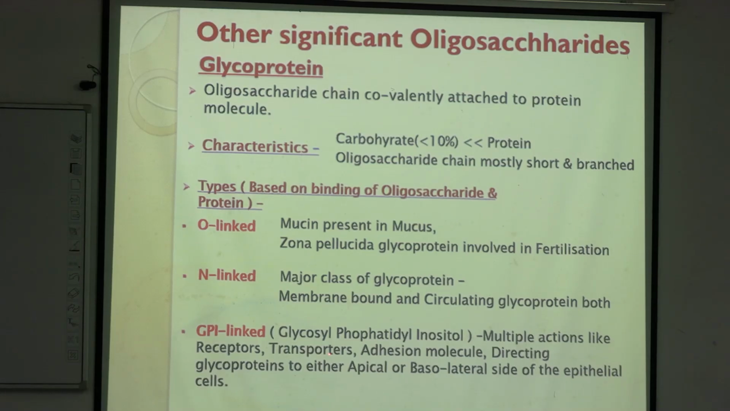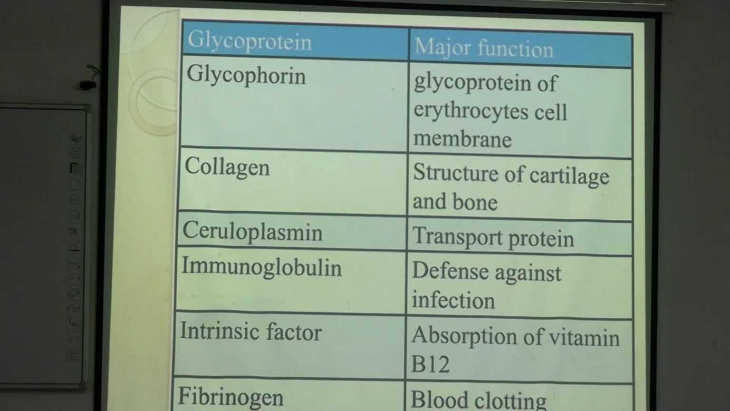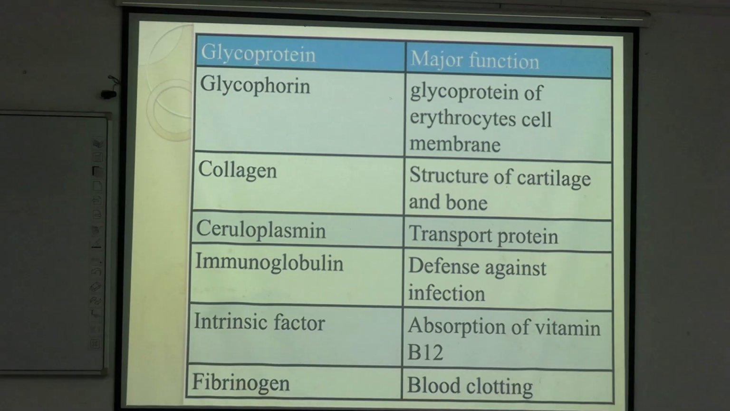GPI-linked, GPI is glycosyl phosphatidyl inositol. You will read it further in your next classes. They act mainly as receptors, transporters, adhesion molecules. Mainly the role of glycoproteins is this only. Okay? So the functions of glycoprotein: lubrication and protection, transport, immunological purposes. Hormones, enzymes and antigens all of them contain glycoproteins. Examples, to name a few of them and their major function.